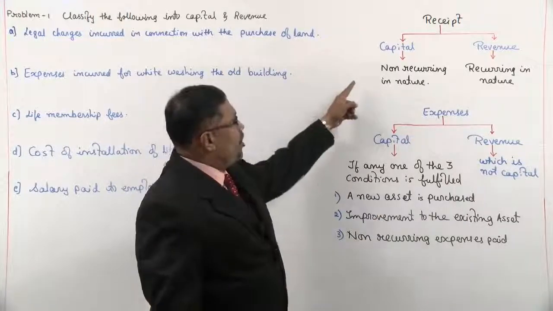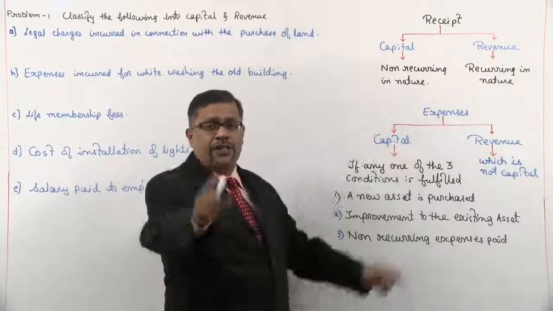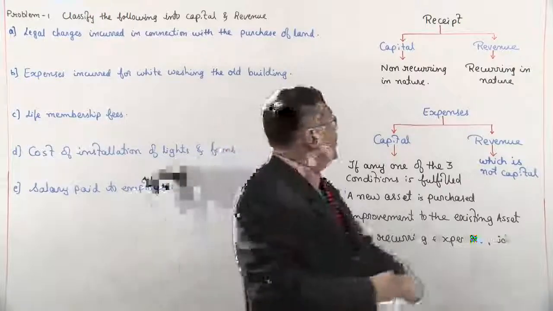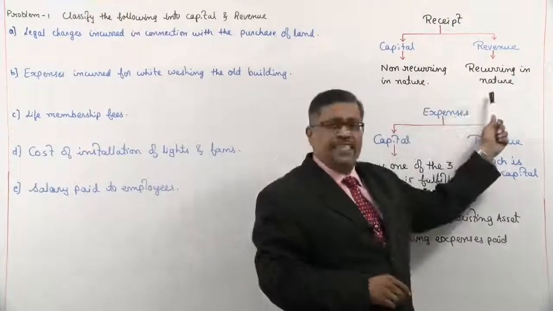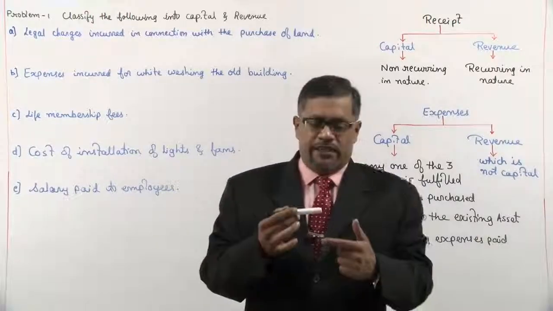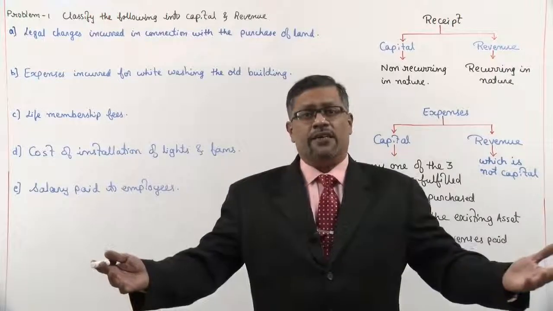Receipt is called a capital receipt when it is non-recurring in nature, that is, only once, not again and again. Revenue is when it is recurring in nature, when we receive the income again and again, we call it a recurring receipt.